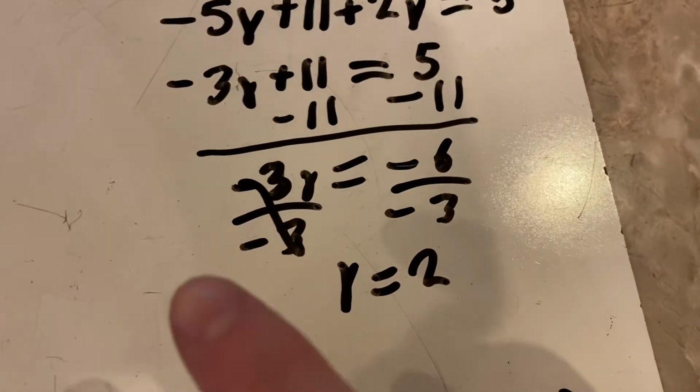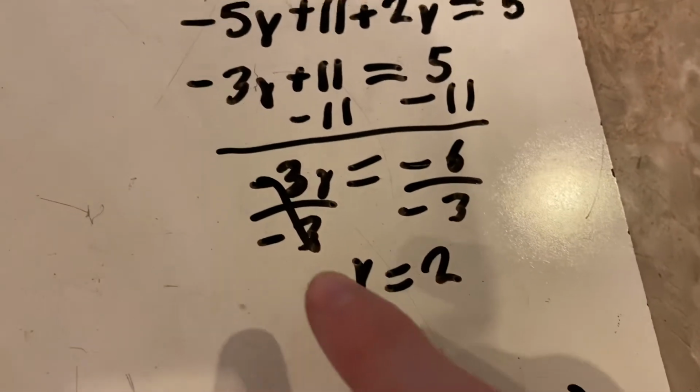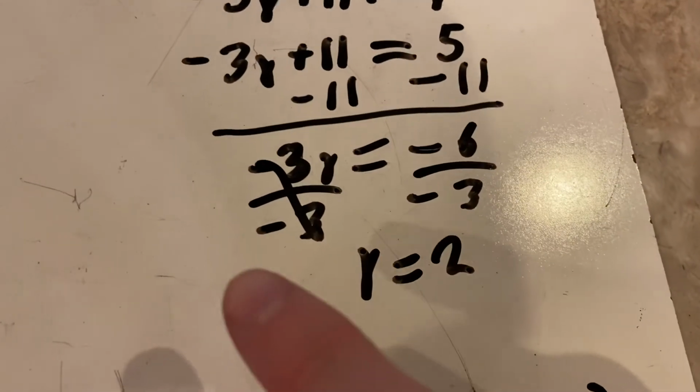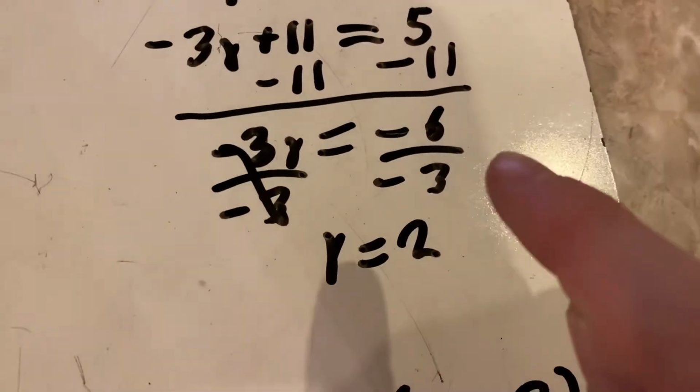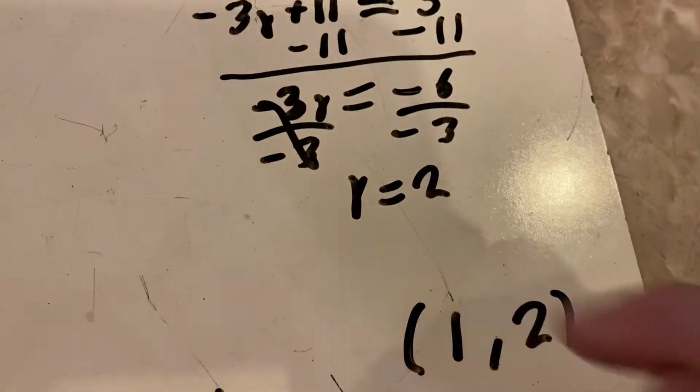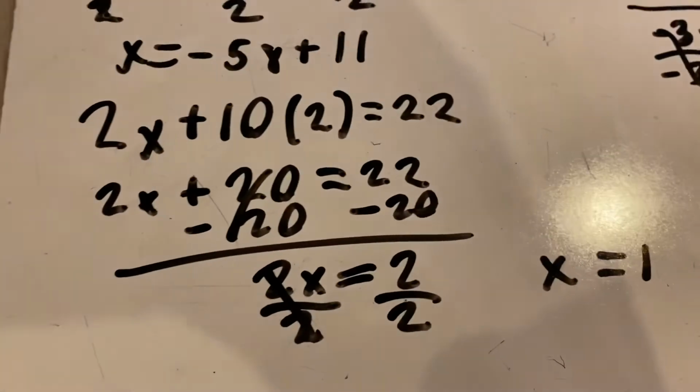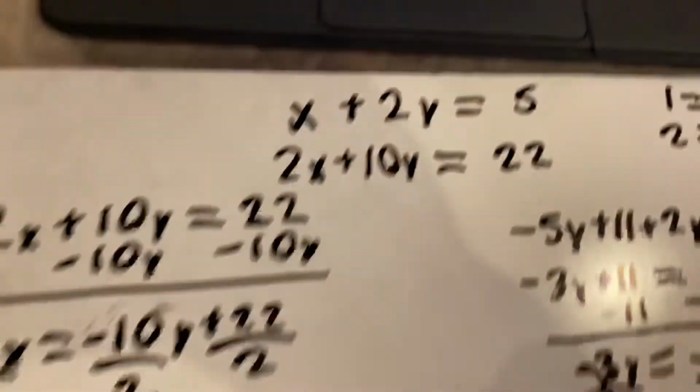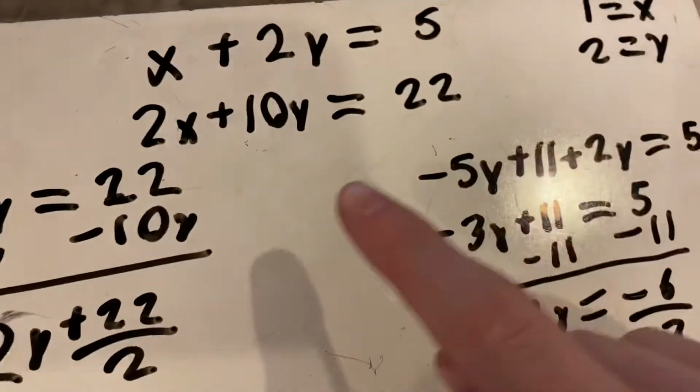So then I have to divide to cancel. So then it'll be negative 3 and then negative 3. So then y equals 2. So then I will have to plug in 2 for y in the equation.